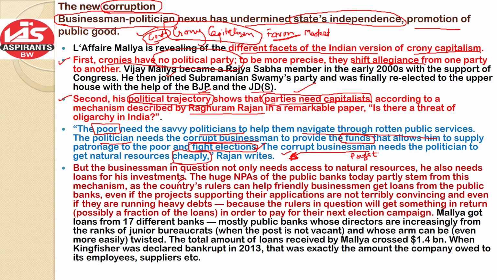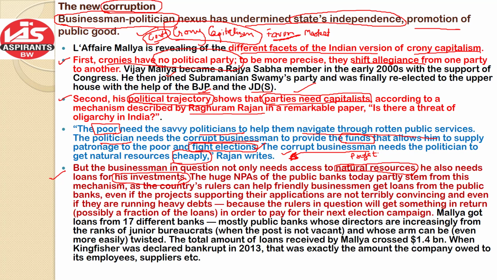Now the author says that Rajan has written only about the natural resources, but it is not only the natural resources. The businessman not only needs the natural resources, but he or she also needs loans for his or her investments. Because they have to invest a huge amount, they definitely need loans for that, and for that they need the help of politicians.